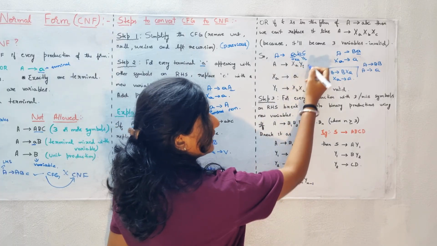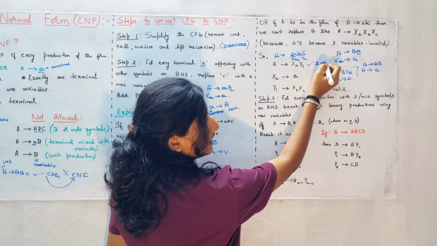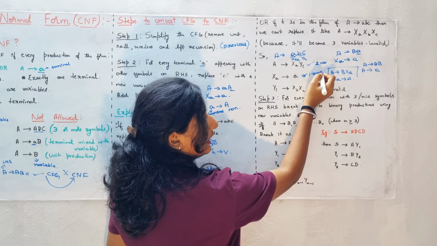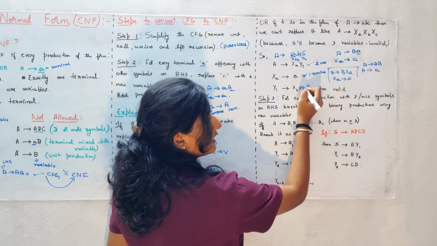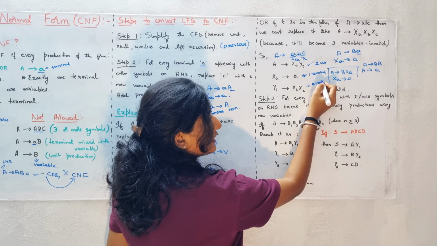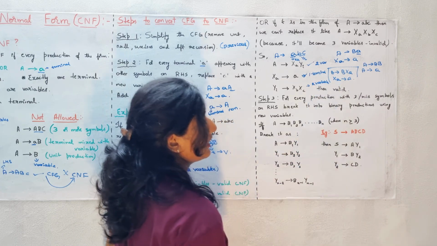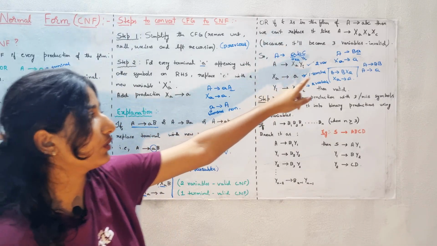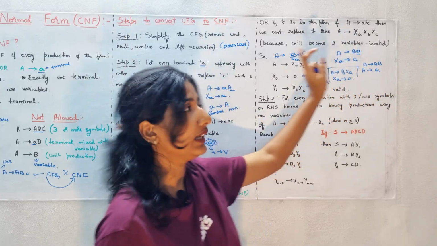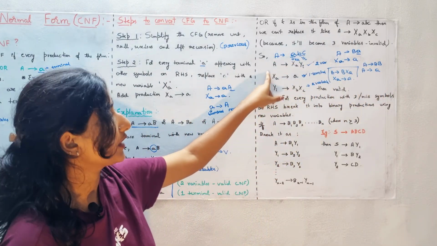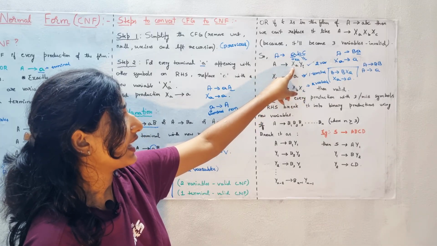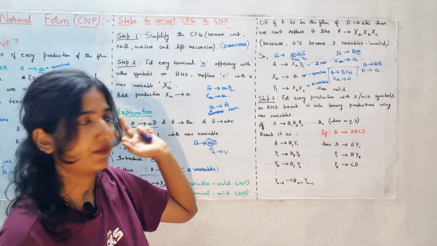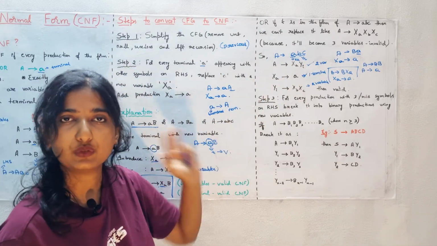So this is going to get accepted. Why? Because two variables. And this is also going to get accepted because one terminal. And this is also going to get accepted because two variables. I hope you understand this. So what we have to do, we have to create new productions which is going to get in this form only. So A derives abc is replaced with A derives XA Y1, where XA is going to replace a and Y1 is going to replace bc. Clear? So this is about step 2.